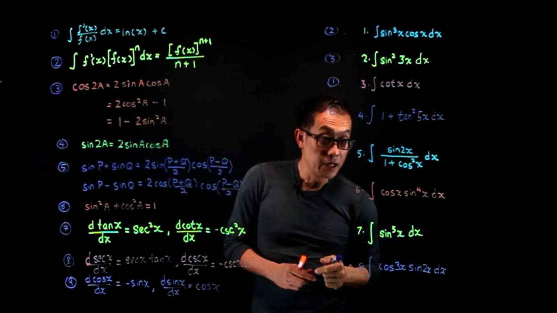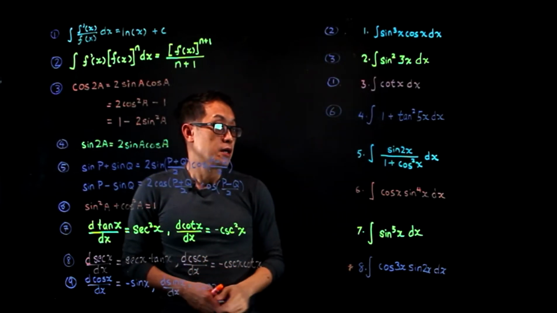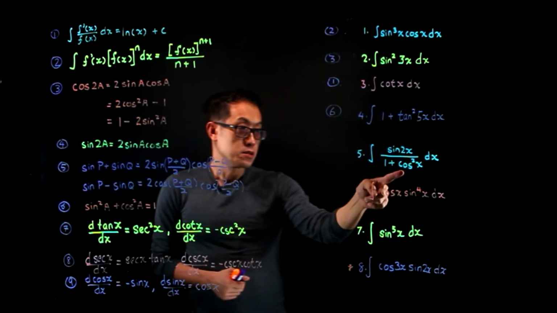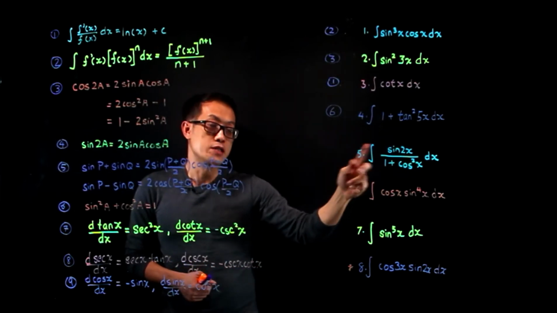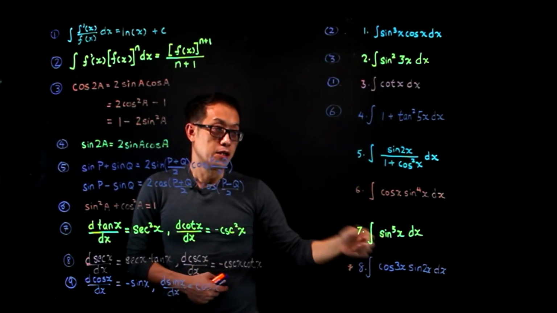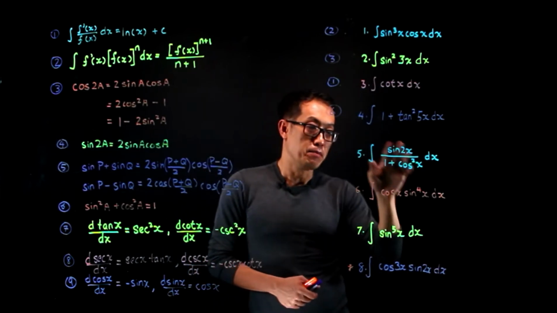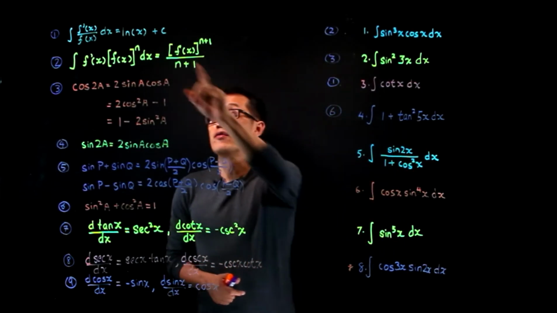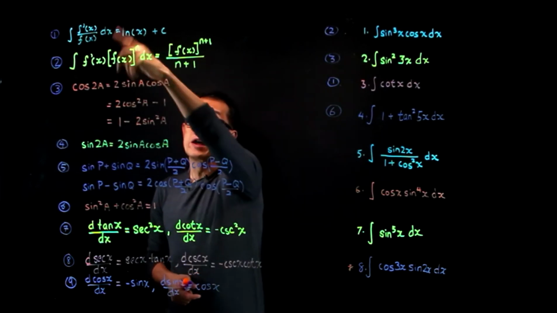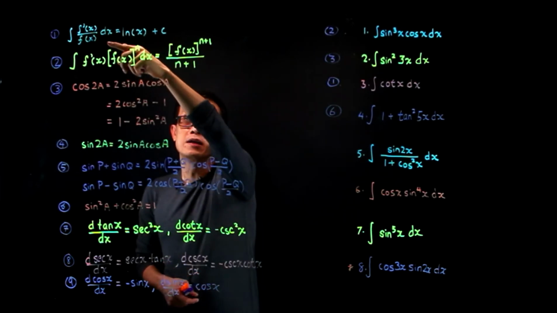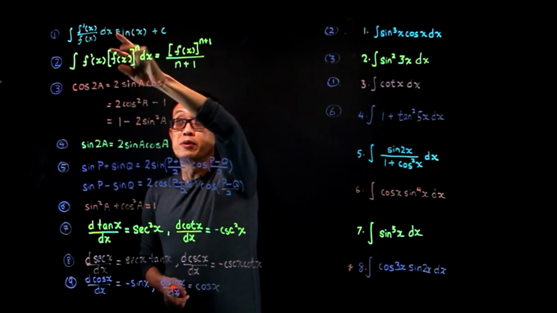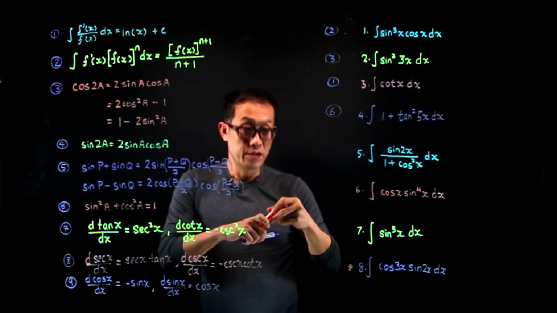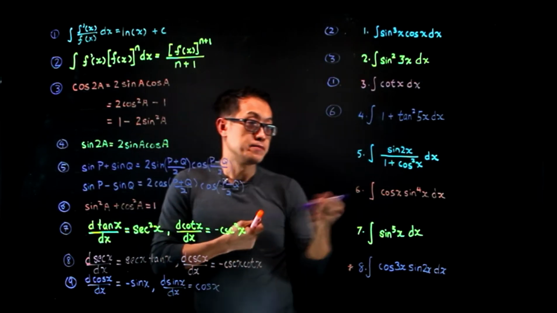Now how about this? This one is a bit tricky. Now if you differentiate the denominator, what do you get? You get minus 2 sine x cos x. Now minus 2 sine x cos x is minus sine 2x. So you do some adjustment, all right, you find that you can make it such that the numerator is a differential of the denominator. So this one we use formula 1.